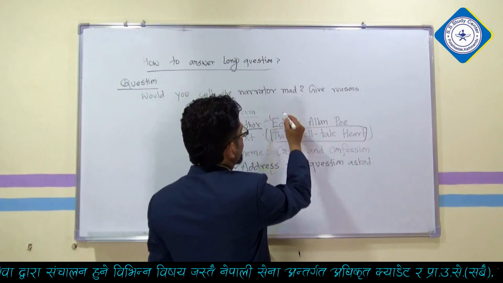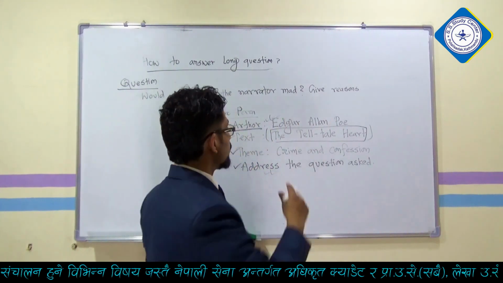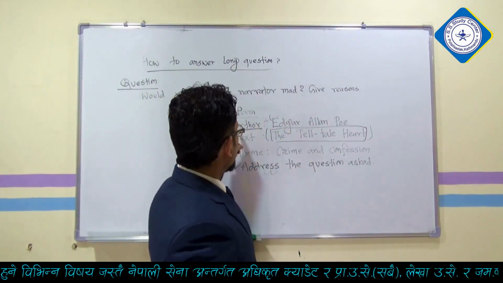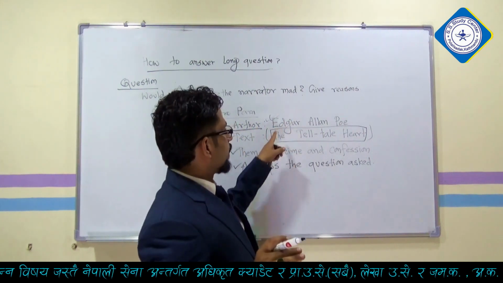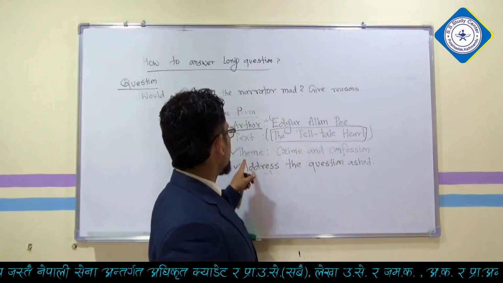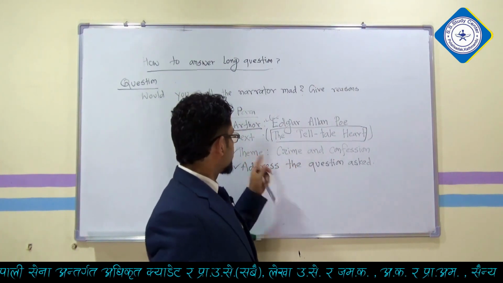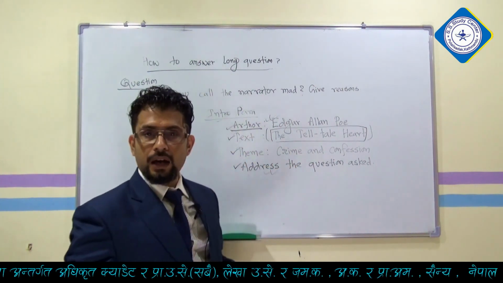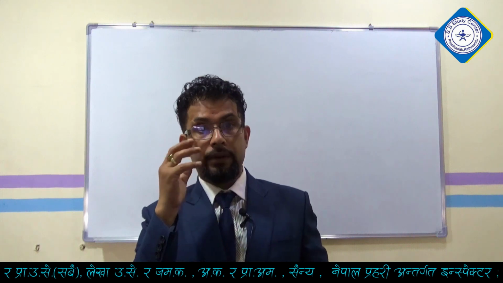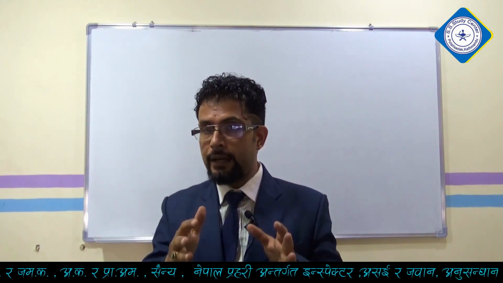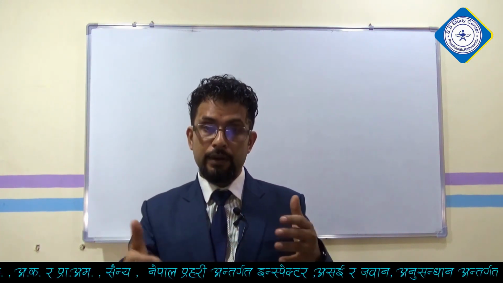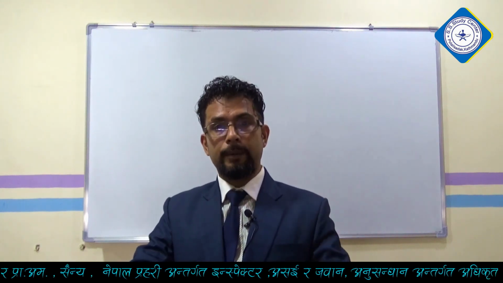So basically what you need to know is there are 23 lessons, my dear students, in Heritage of Words. Those writers you are going to mug up. You are going to learn by heart. You need to know even the spelling. Okay, who is the author? Edgar Allan Poe. Text, The Telltale Heart, confession and crime is its theme, and address the question asked. Well, now you know who the writer is. Now you know what the text is. Even you know what the theme is and how to hit the question at its head, how to address the question asked. Now let's do a sample answering.